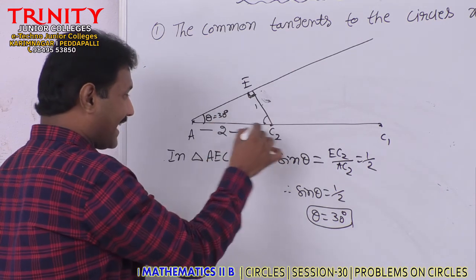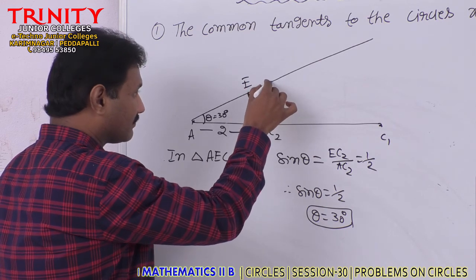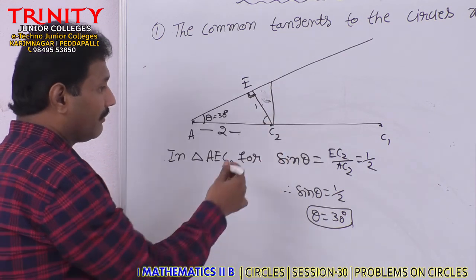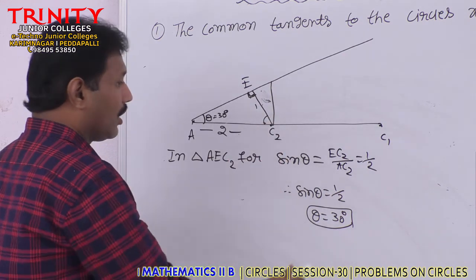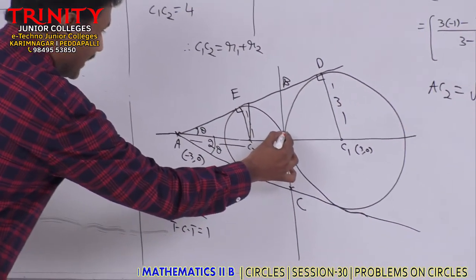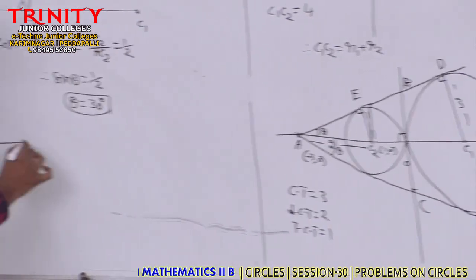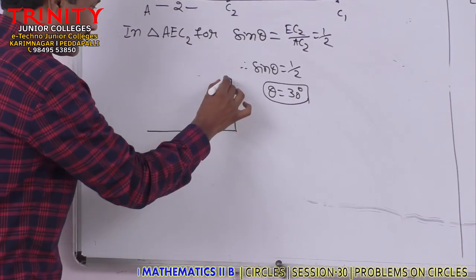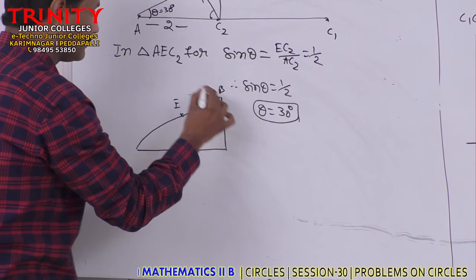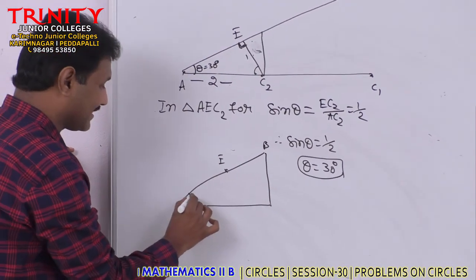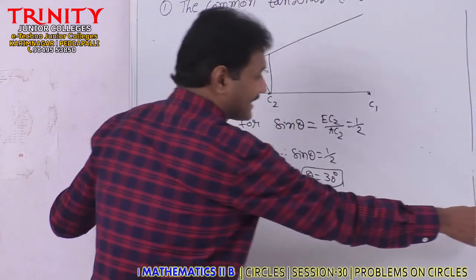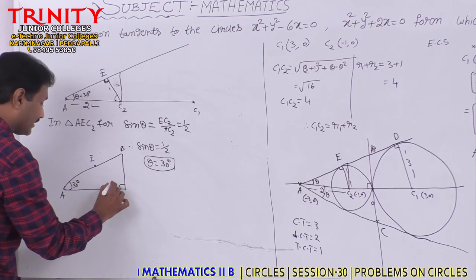Next, this is the right angle triangle. We take a perpendicular from C2. Or we take another triangle AOB. Here these are perpendicular to each other. The angle between AC2, this is E, this is B, this is A, is 30 degrees. This is a right angle. The angle is 30 degrees. This is a right angle triangle, 90 degrees.